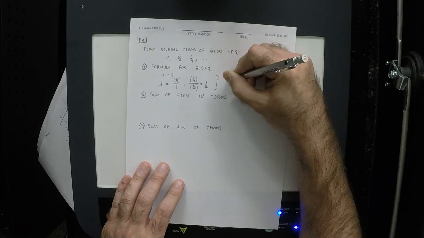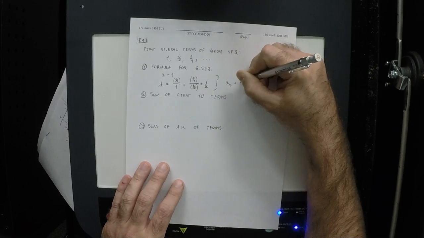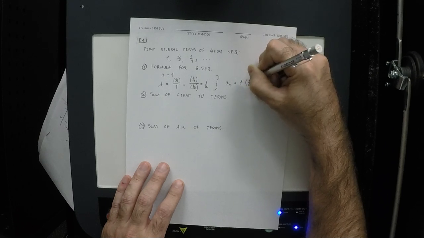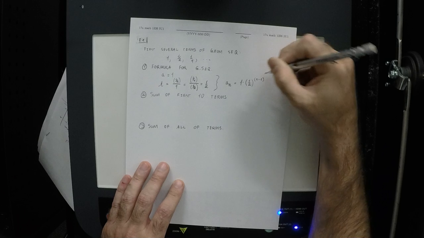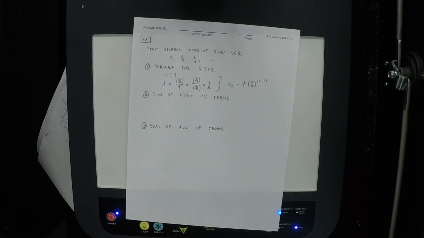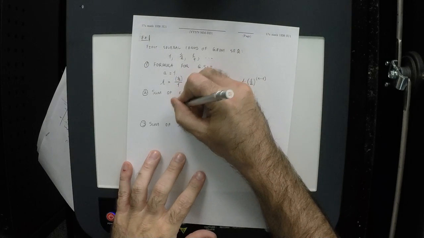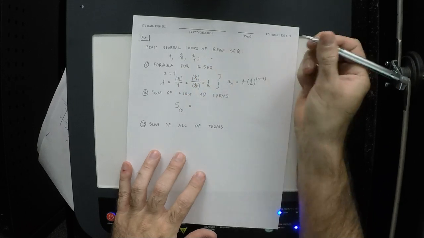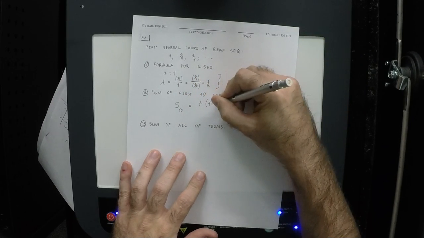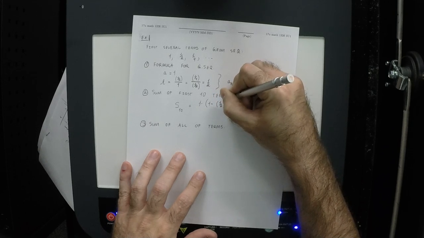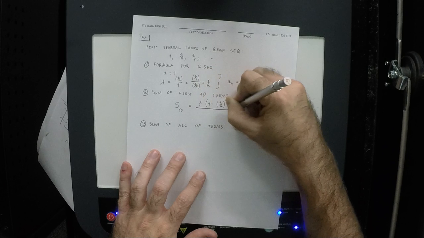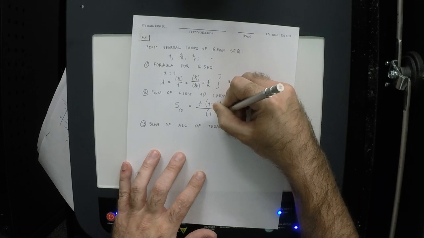So taking these two together, the formula is 1 times 1/2 to exponent n minus 1. No, you don't need to write the leading one if it disturbs you. Any question about part one? Okay, part two is that S10 should be 1 multiplied by 1 minus 1/2 to exponent 10 over 1 minus 1/2.